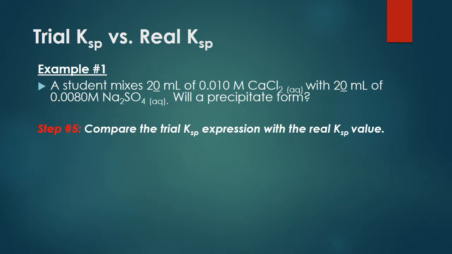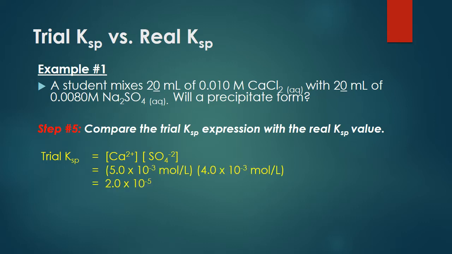We need to use these two new values, and we're going to set up our trial KSP expression. So this really is your reaction quotient. This is Q. So we leave out the solid in the denominator because solids are not included in our solubility constant expression. So plugging in the numbers, now we have our trial KSP.